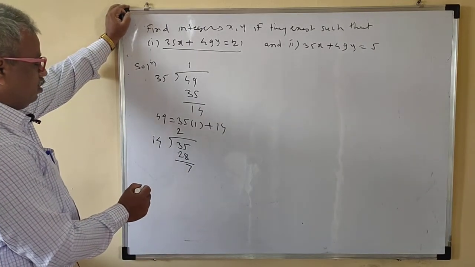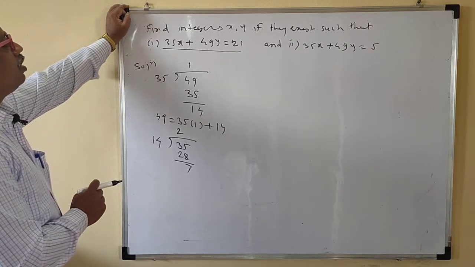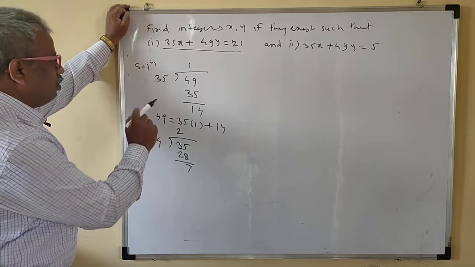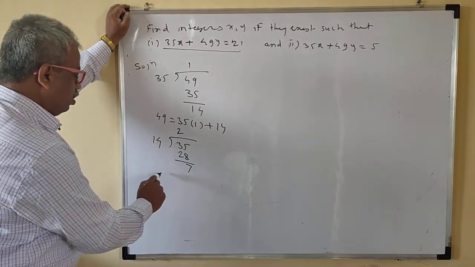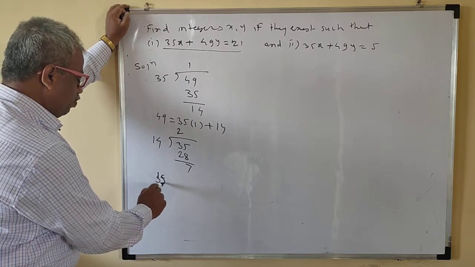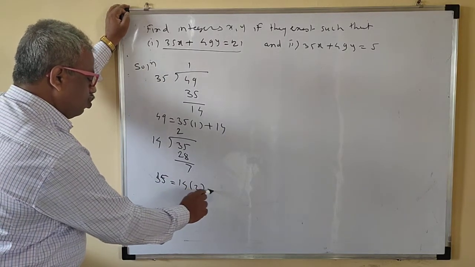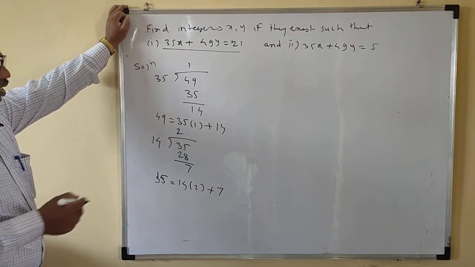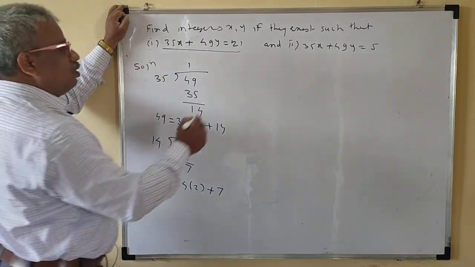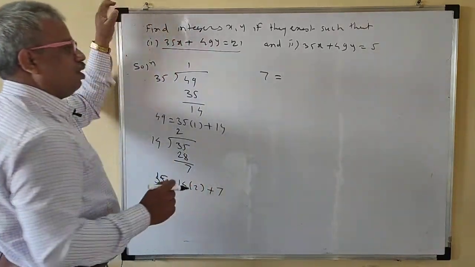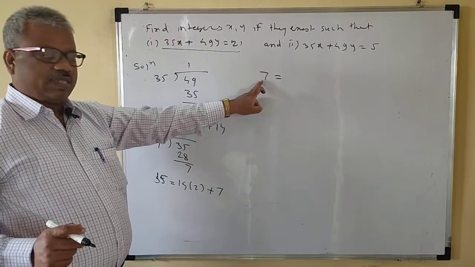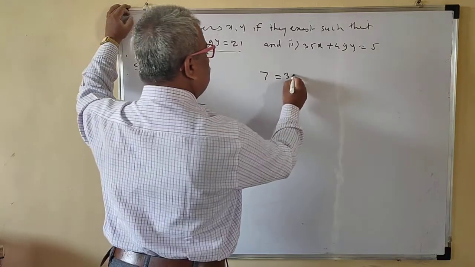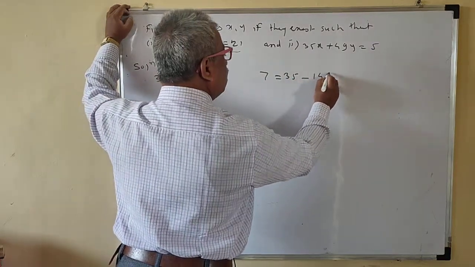Okay, no problem. So we'll do that. So this is what then? 14. So 35 is equal to 14 into 2 plus 7. After that the remainder will be 0. So we stop here now. So 7 is equal to, we can write 7 because what? If you multiply 7 by 3, you get 21. Okay. So I write the value of this as 35 minus 14 into 2.